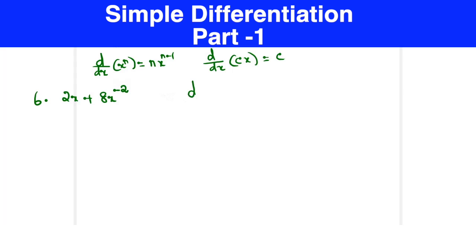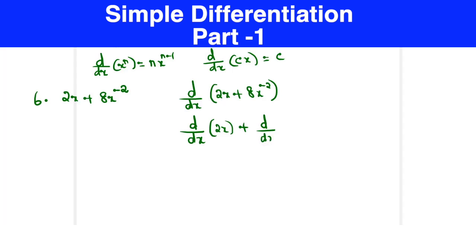So how are we going to differentiate? It is d by dx of 2x plus 8x to the power minus 2. I'm going to split this term as usual. So d by dx of 2x plus d by dx of 8x to the power minus 2. So this is going to be 2 into d by dx of x, which is just 1. So it is just 2. 2 plus d by dx of 8x power minus 2.